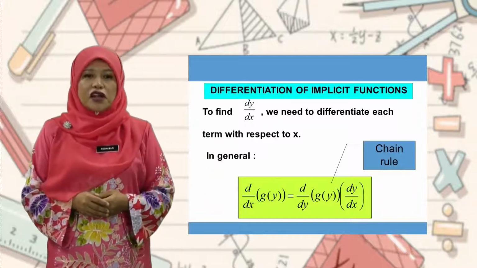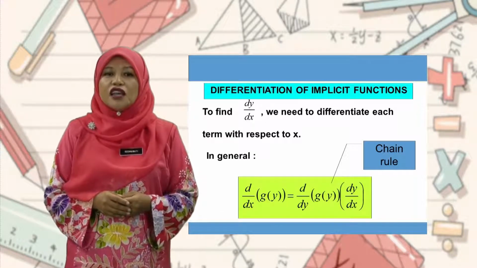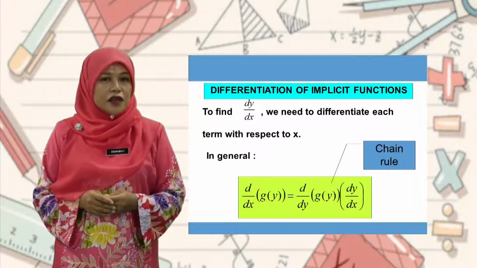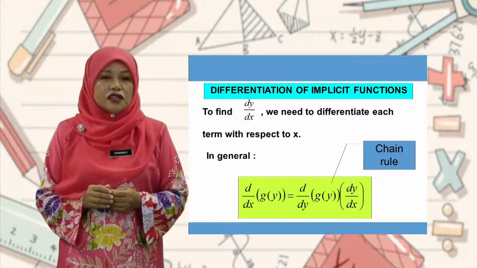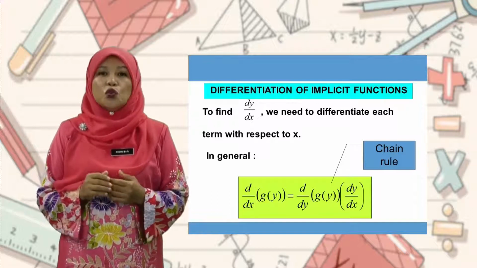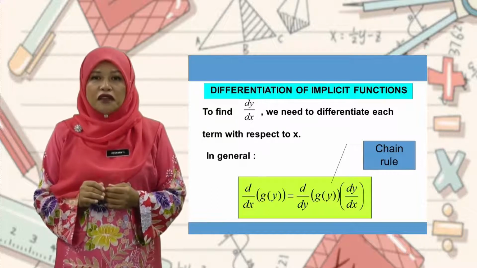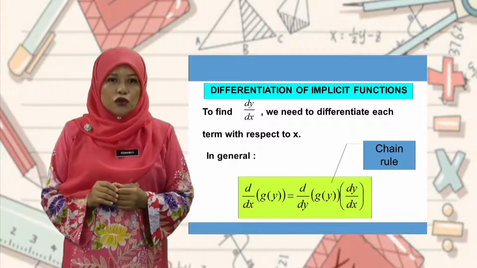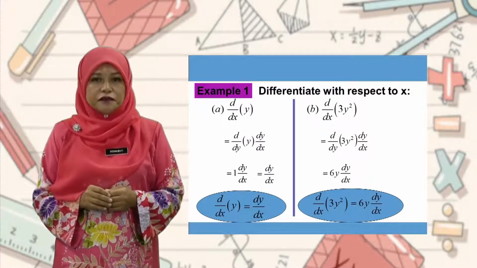Differentiation of implicit functions. To find dy dx, we need to differentiate each term with respect to x. Or in general, if we do have g(y), if we want to differentiate the g(y), we need to differentiate the g(y) with respect to y first. Then we're going to multiply it with dy dx. Here we are using the chain rule. Let's see example how to conduct implicit differentiation.